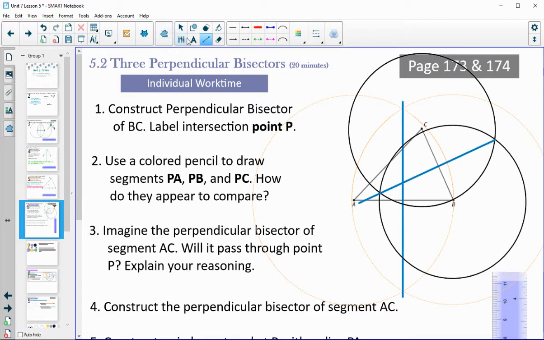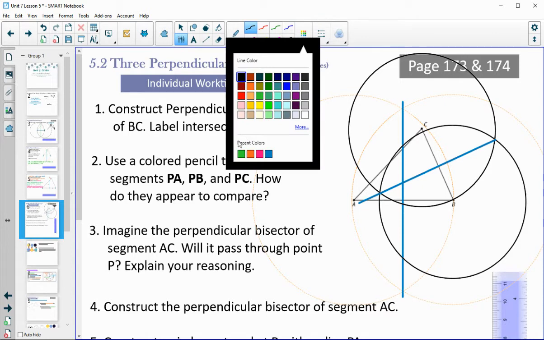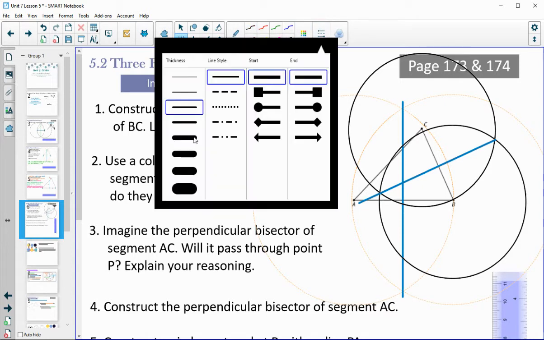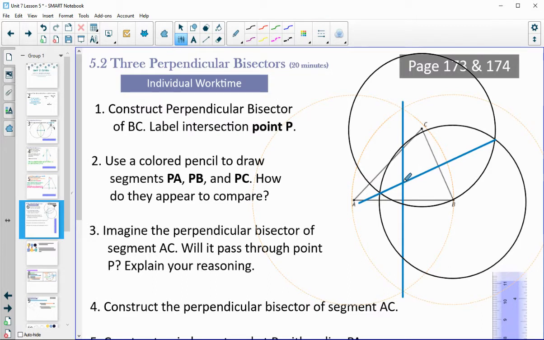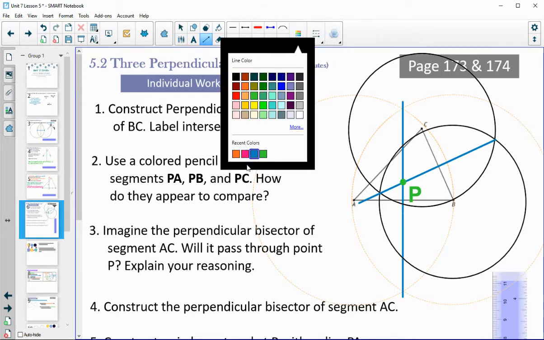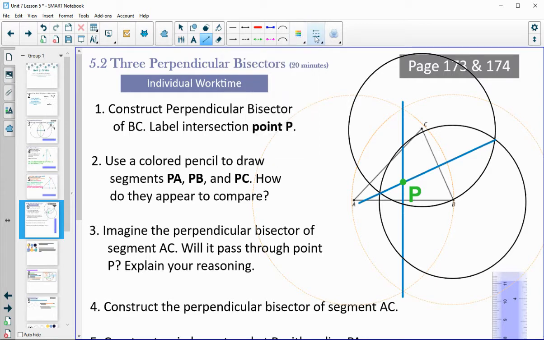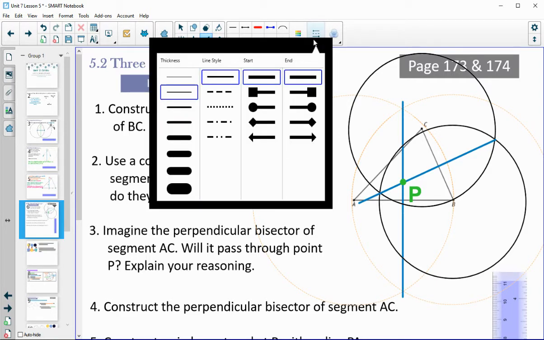So the perpendicular bisectors are my blue segments there. We are going to label the intersection point P. So right here, this will be point P. And then we want to connect P to each of the vertices. So pick whatever colored pencil color you would like, and you can just connect P to each of the vertices.